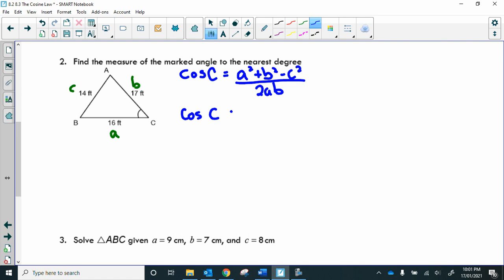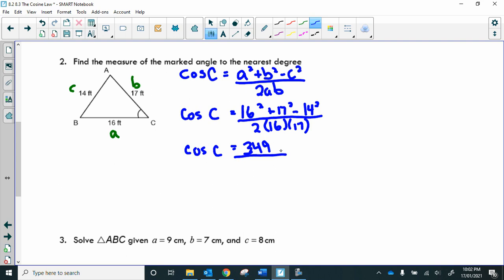All right, going to sub in what I know. Little a is 16. Little b is 17. Little c is 14. All over 2, 16, 17. Again, I do this in 2 steps. I'm going to calculate the top: 16 squared plus 17 squared minus 14 squared is 349. And then I would go ahead and calculate the bottom, which is 544.